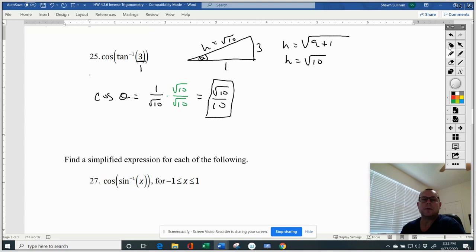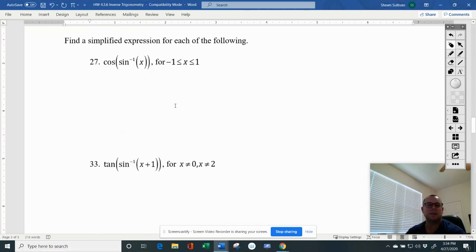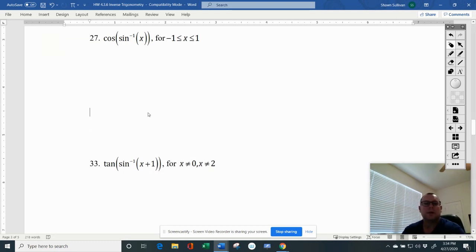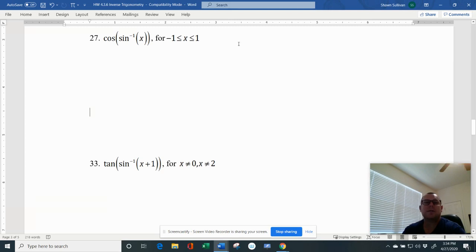Not terrible. So they're starting to get a little more interesting. And I'm going to slide my paper around. We're going to take a stab at 27 and 33. We'll see how we're feeling after that point.